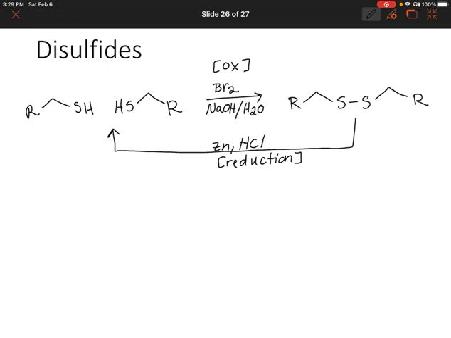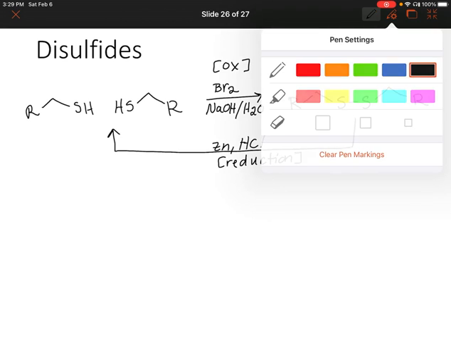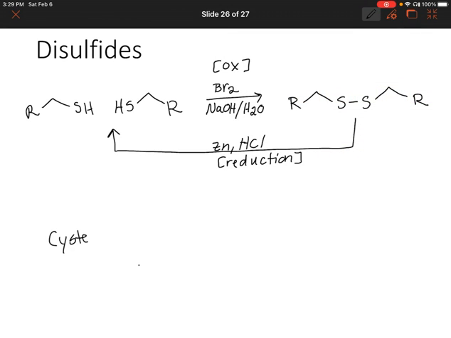So again, disulfides are important in biology. So for example, if you've heard of the amino acid cysteine, oops, my C looks like an E. Let me rewrite that. So cysteine amino acids contain a thiol group.